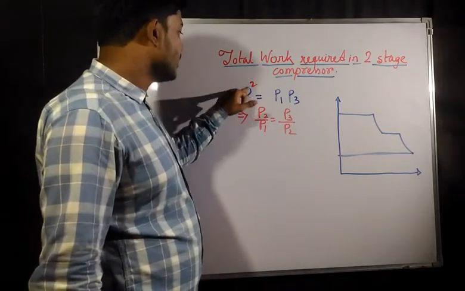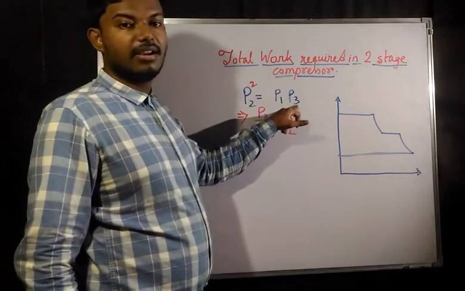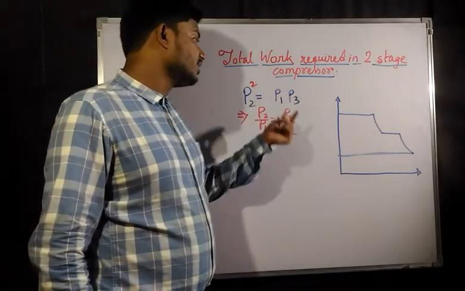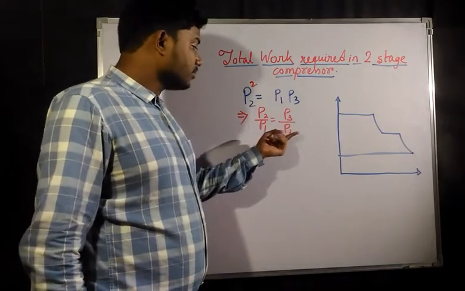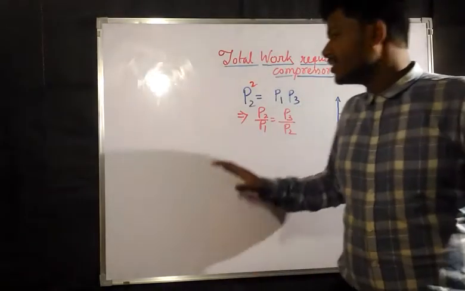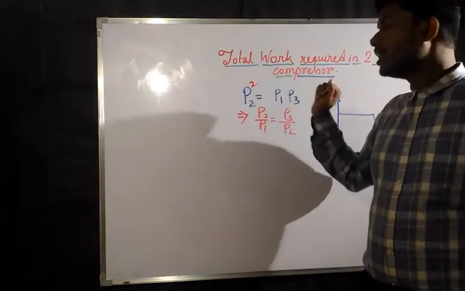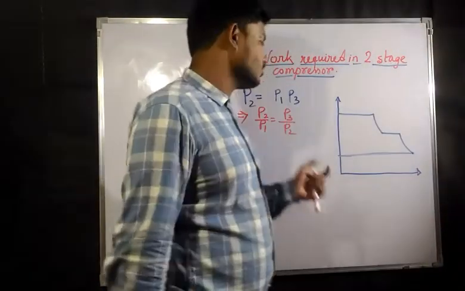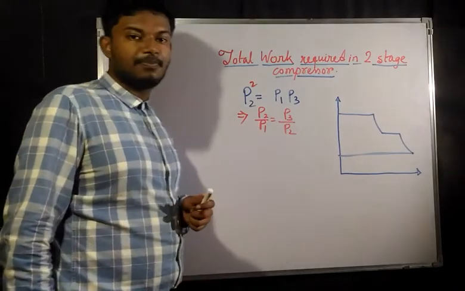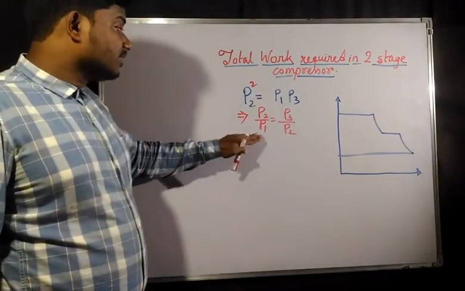One P2 will remain here and one P2 will be used to divide P3. So there will be P2 by P1 equals P3 by P2. That means from the same condition, we have found the condition for minimum work input: P2 by P1 is equal to P3 by P2.